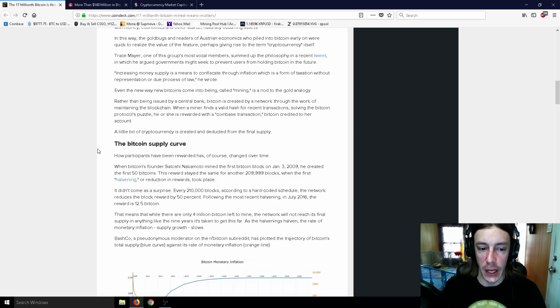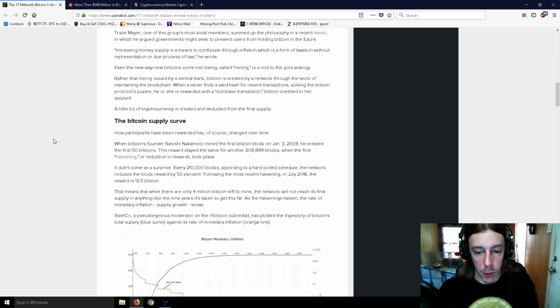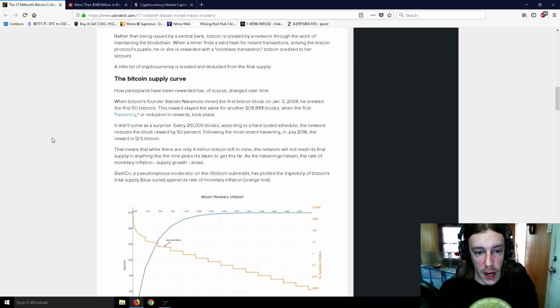209,999 blocks when the first halvening, a reduction of rewards, took place. It didn't come as a surprise. Every 210,000 blocks, according to a hard-coded schedule, the network reduces the block reward by 50%. Following the most recent halvening in July 2016, the reward is 12.5 Bitcoin. So that means that while there are only 4 million Bitcoin left to mine, the network will not reach its final supply in anything like the 9 years it's taken to get this far. As the halvenings happen, the rate of monetary inflation slows.